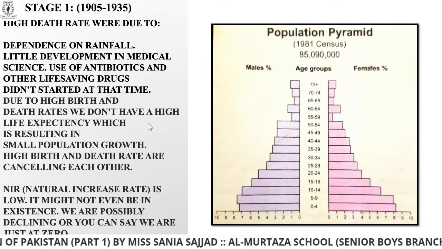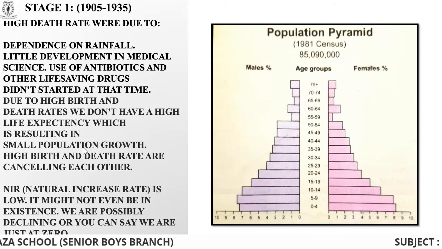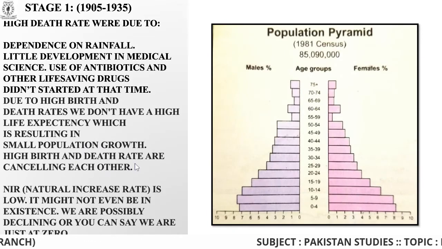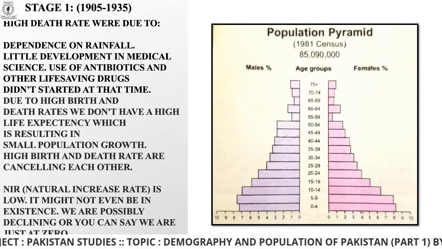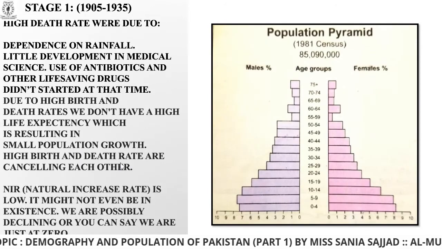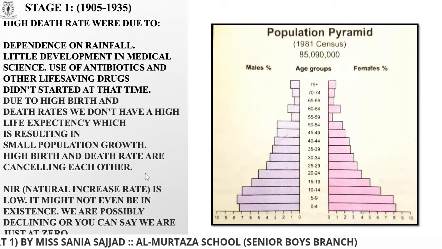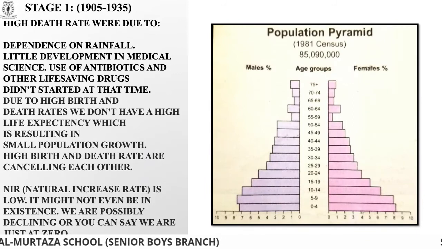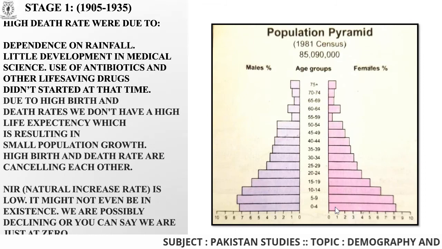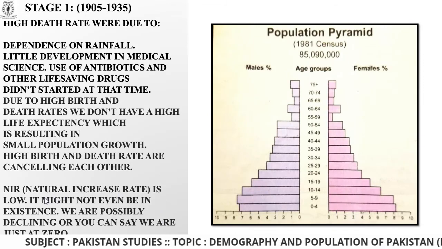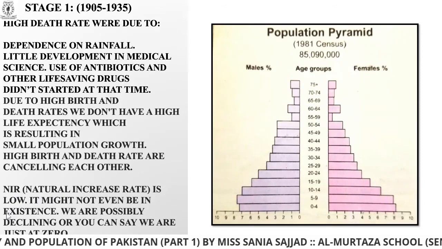Due to high birth rate and death rate, we do not have a high life expectancy, which results in small population growth. Obviously, people are coming into this world and they are dying rapidly, so automatically you cannot predict life expectancy. High birth and death rates are canceling each other. You can see very clearly in this picture that the high birth rate and death rate are canceling each other. And NIR, which is known as the natural increase rate, is low.